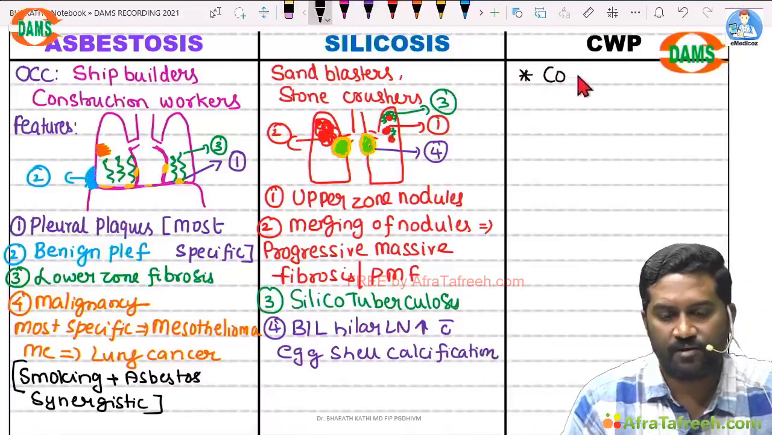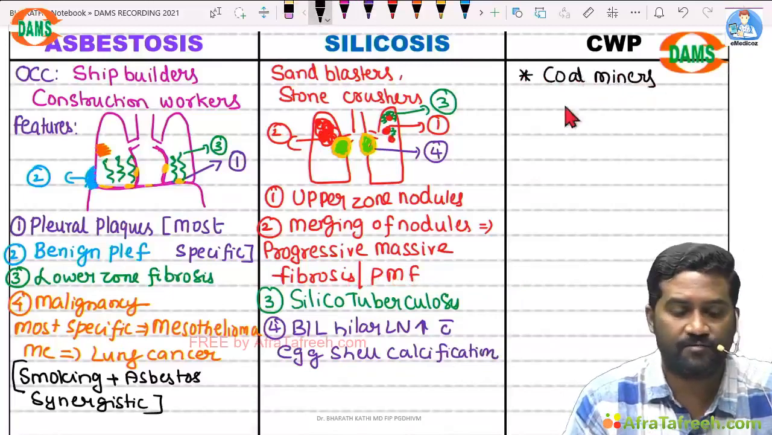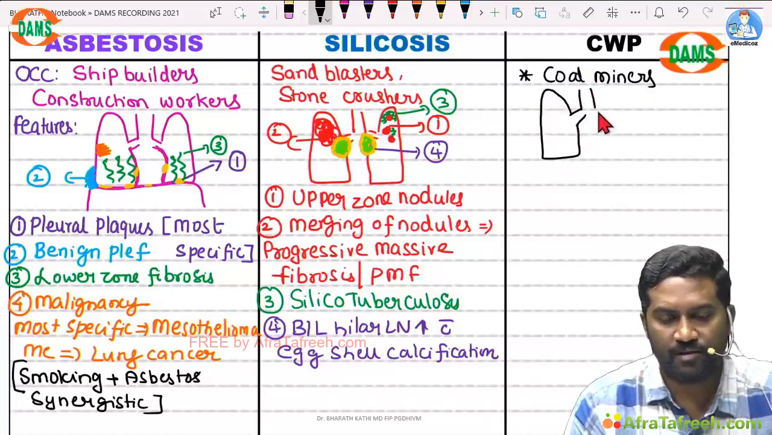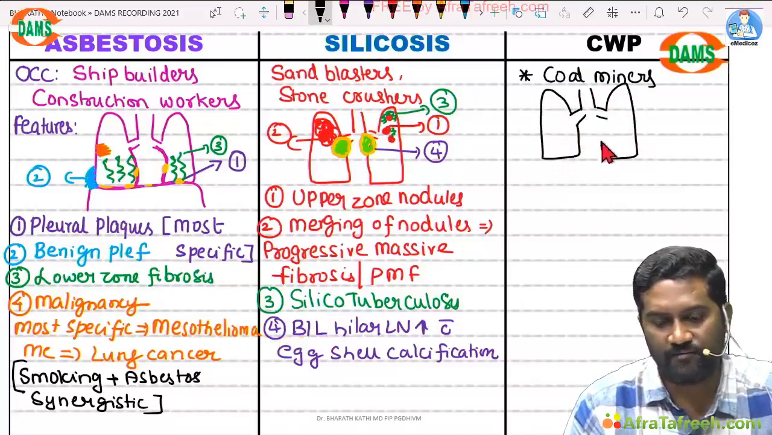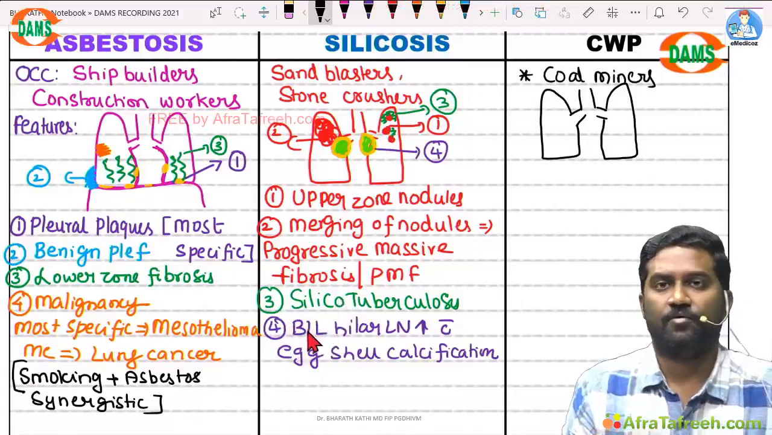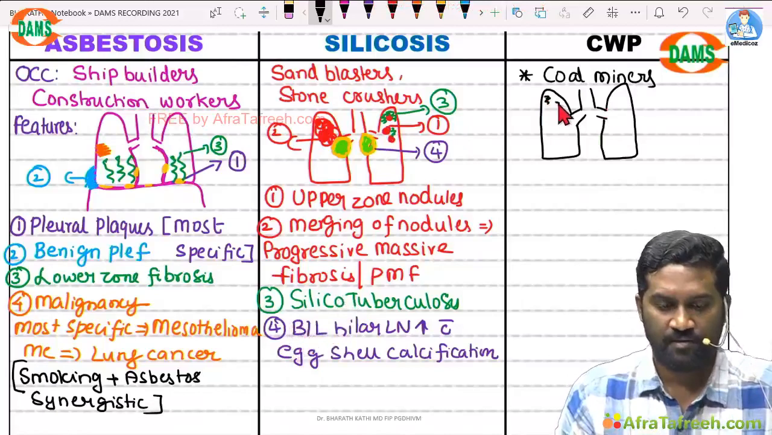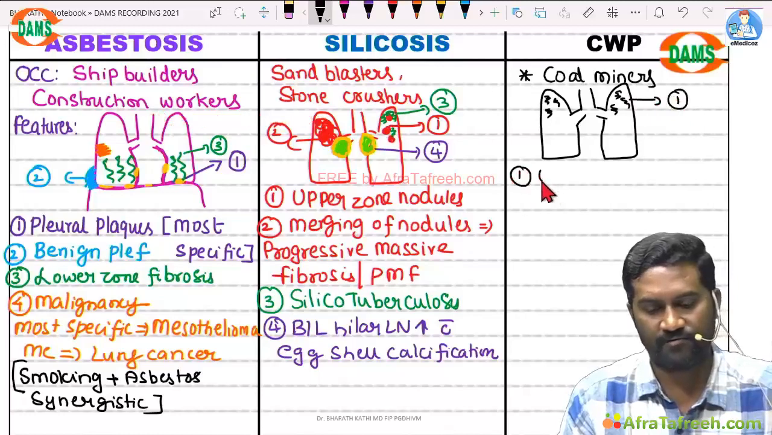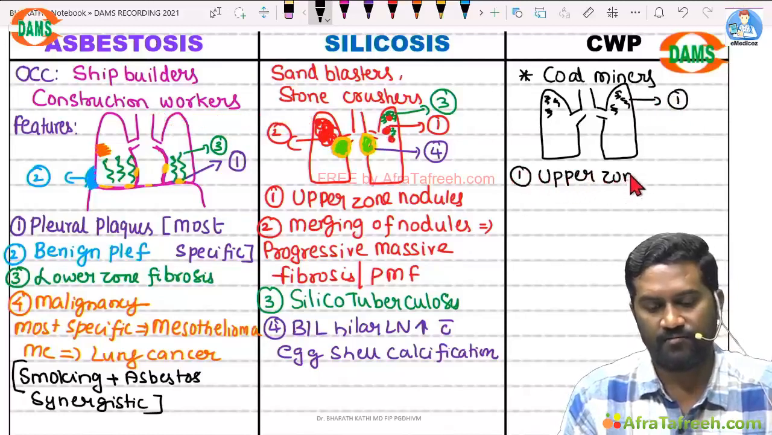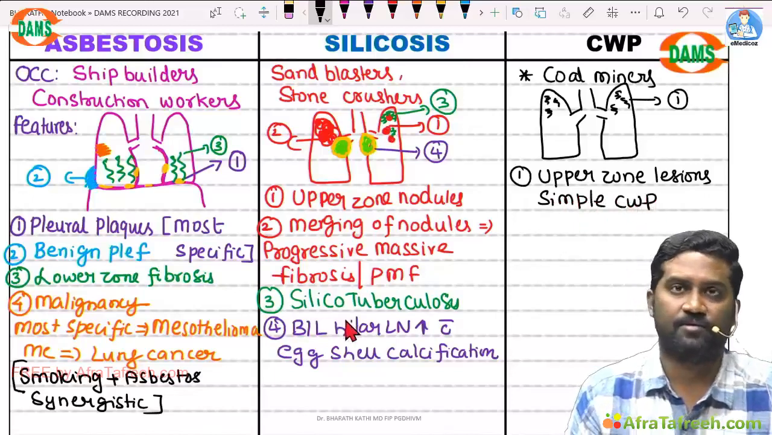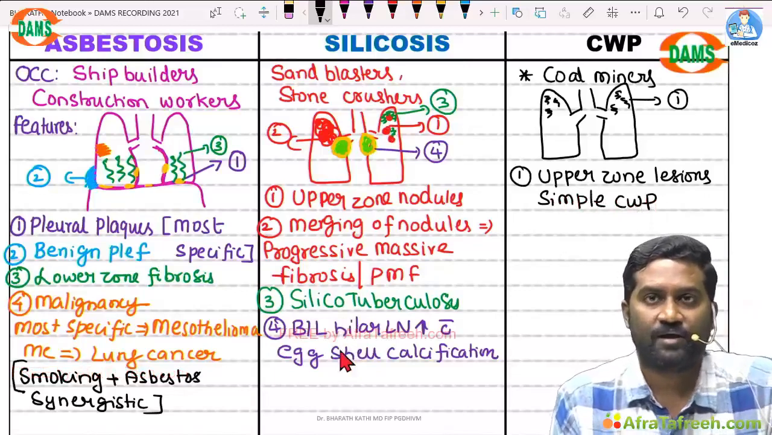The occupation will be coal miners. Let us see the important features. Point to remember here is, initially the pathological features of silicosis and coal workers pneumoconiosis can be similar. Only difference is the exposure history. So here initially one can notice individual upper zone lesions. This phenomenon is called as simple coal workers pneumoconiosis. CWP means coal workers pneumoconiosis.